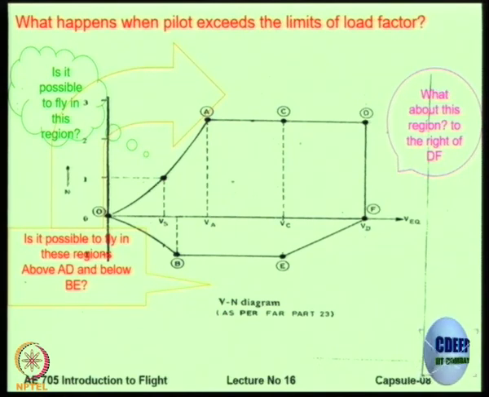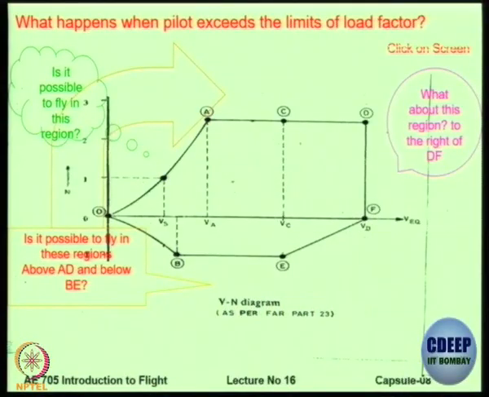Is it possible to go there? It is possible to go, but the structure might break. So the pilot can try to go and then experience it. On the left and the right, the pilot cannot even go; the aircraft will not cooperate, let us say. Above AD and below BD, BE, you can go if you have enough control power.